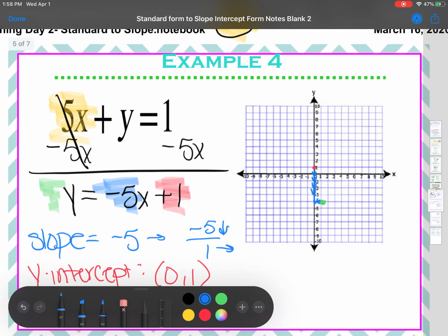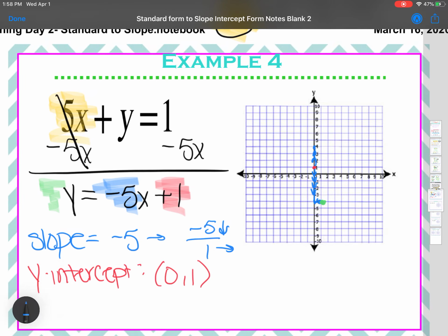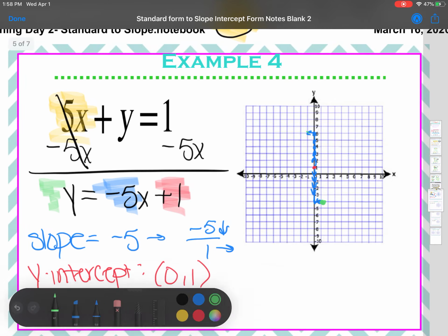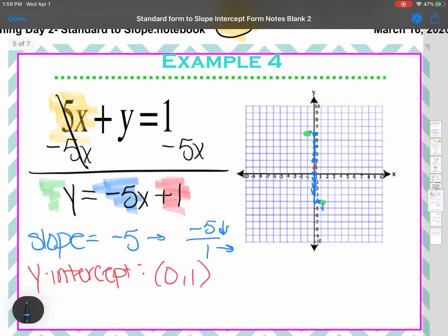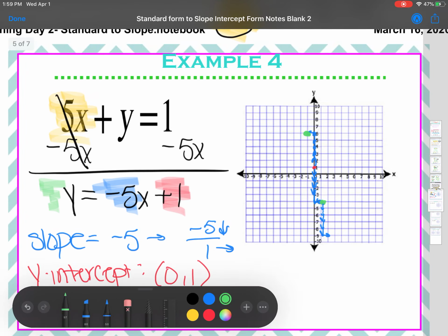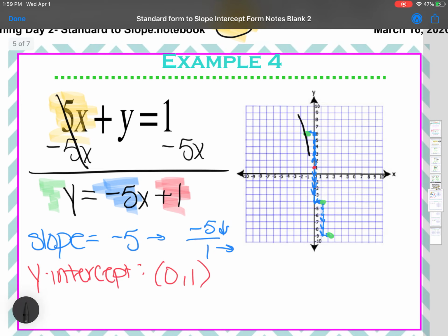Okay, I'm also going to show you going up. So up 1, 2, 3, 4, 5, and to the left 1. Lastly, I need one more point. So I'm going to go down 1, 2, 3, 4, 5, right 1. And that's my fourth point. Now I'm going to connect my points in a line and label my graph. So I can use my original equation to label it.